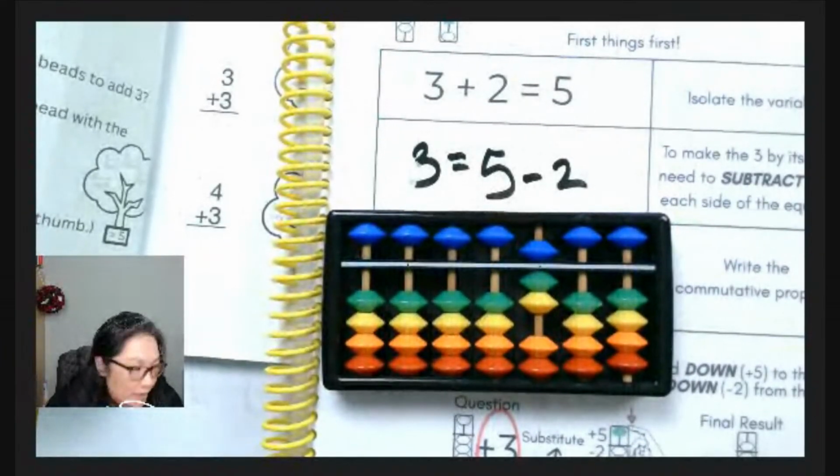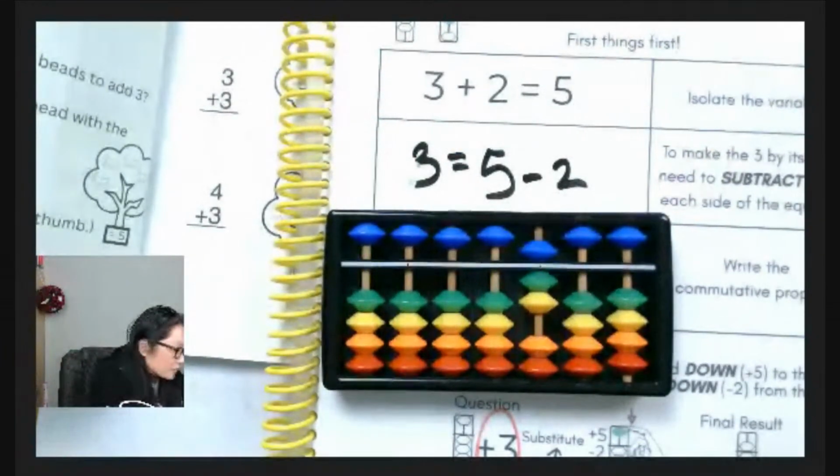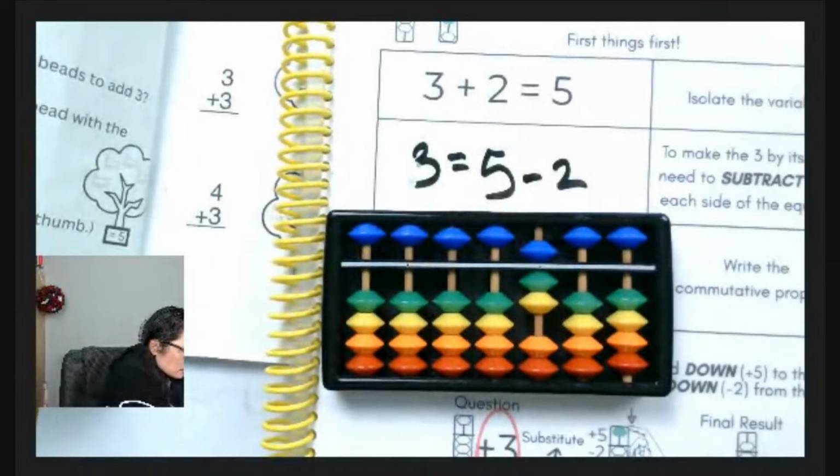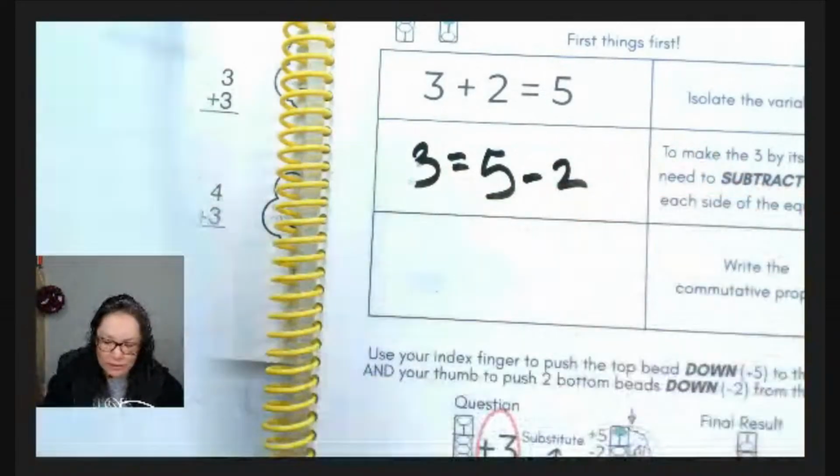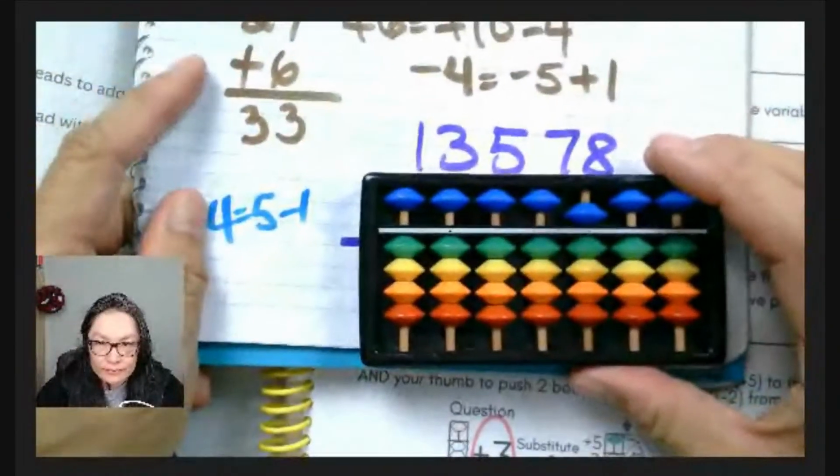Okay. I could show you a bigger number if you really care. Like, this is too easy. You make it too complicated. Okay, fine. Let's take this.